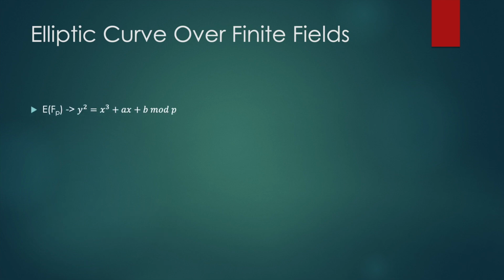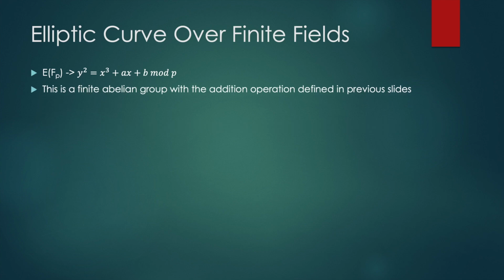We want to fix our elliptic curves over a finite group. So we call the elliptic curve operation on the finite field Fp the elliptic curve equation y squared equals x cubed plus ax plus b modulo some modulus, which I'm calling p here. Now, together with our point addition that we have defined in the previous slides, we have a finite abelian group.